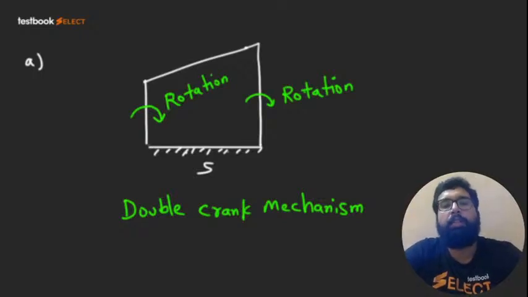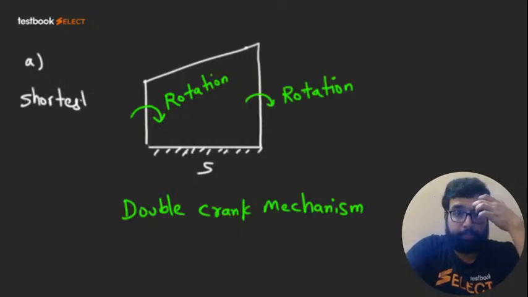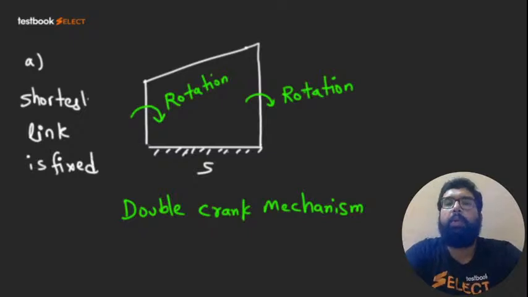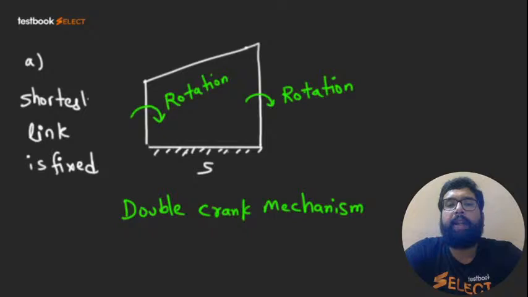Now, if Grashoff law is satisfied and the shortest link is fixed, we will definitely get a double crank mechanism. That means at both input and output, we will get complete rotation; we'll get two cranks.